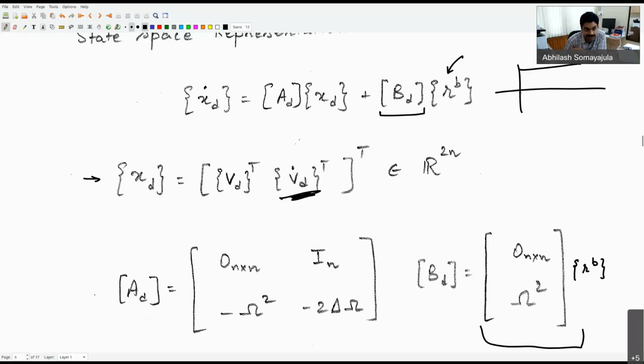Is that making sense, Anand? When I do this matrix multiplication, what will I get? Omega square RB. The top half will be zeros, right? Because I'm simply multiplying by zeros. It's only the bottom half of the equation which will have some values in it. Correct? So when I have some values in there, what mode is it affecting? It's actually affecting the bottom half of this XD vector, right?